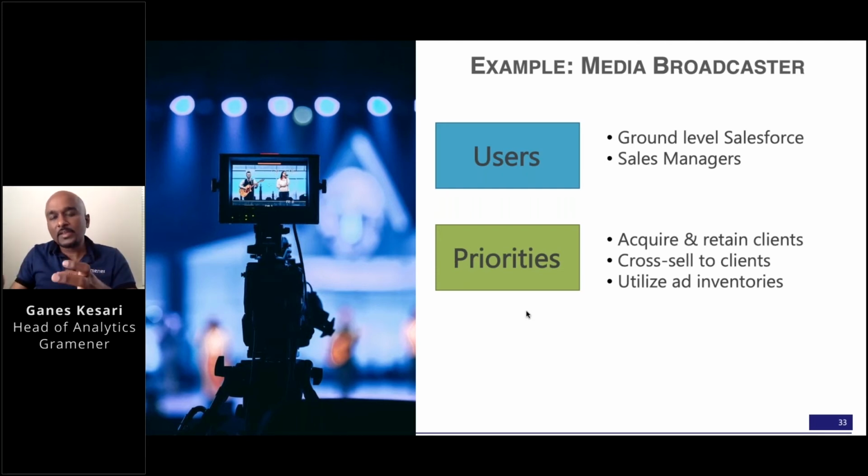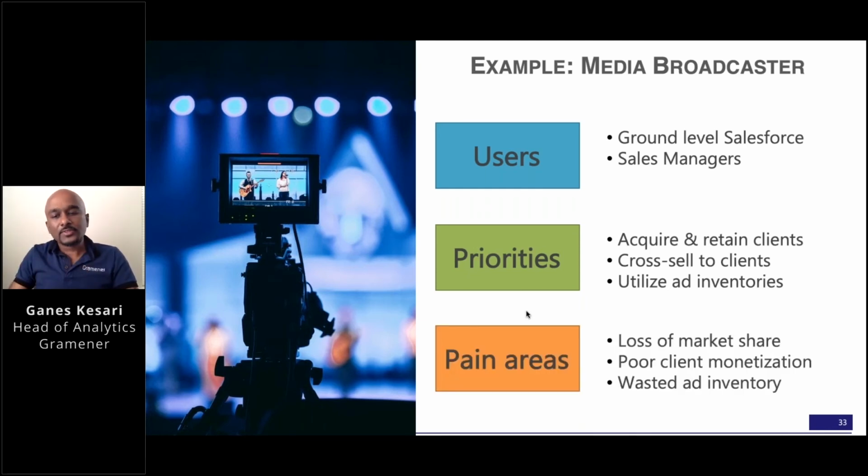So for those not familiar with broadcasters, you have these TV shows and you have the fixed ad slots. So if you don't use it, it is perishable. And if you waste ad inventory, that is wasted revenue opportunity. So that is a priority.